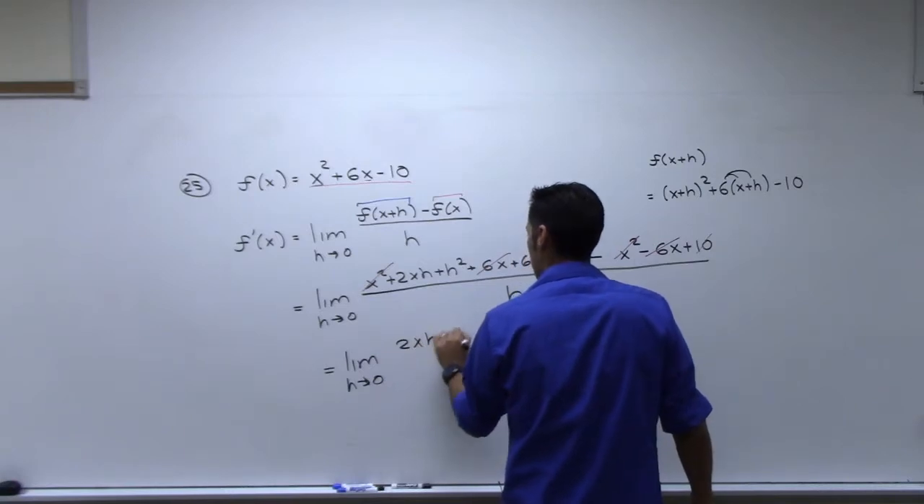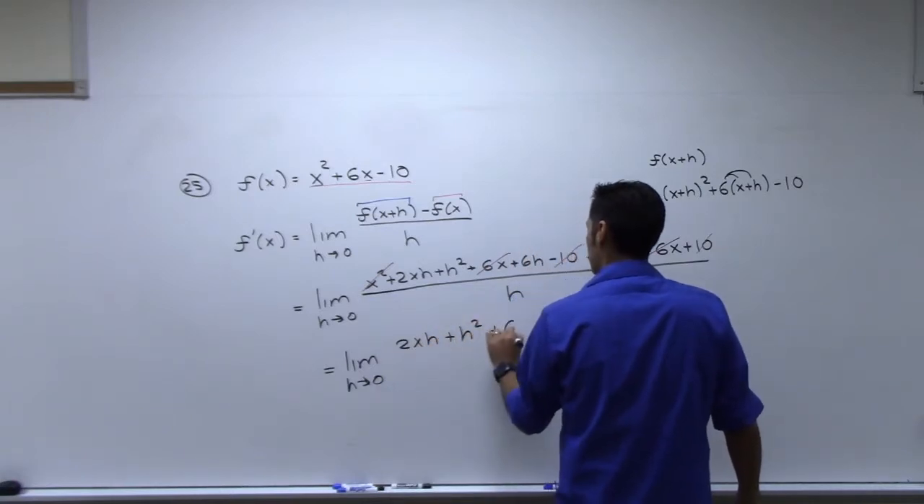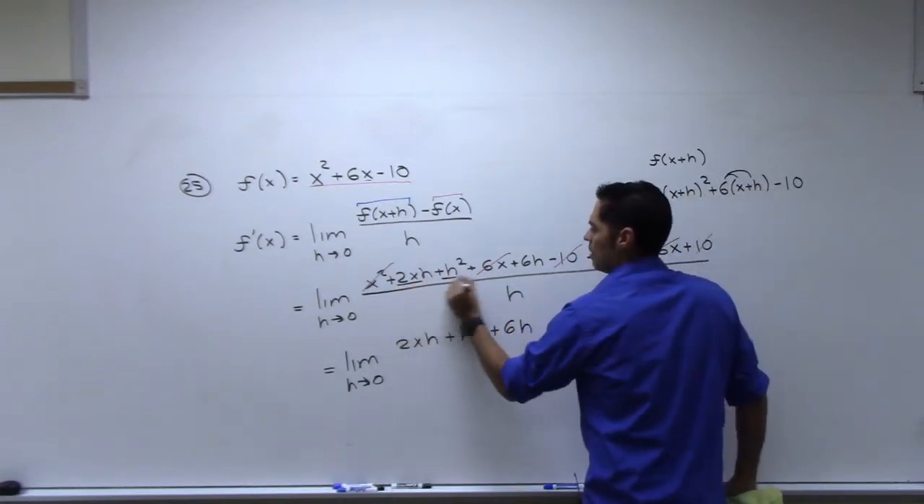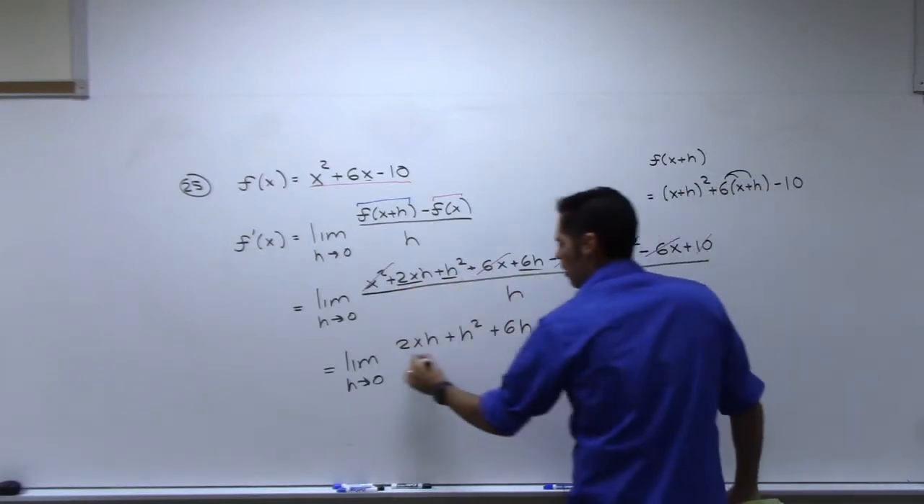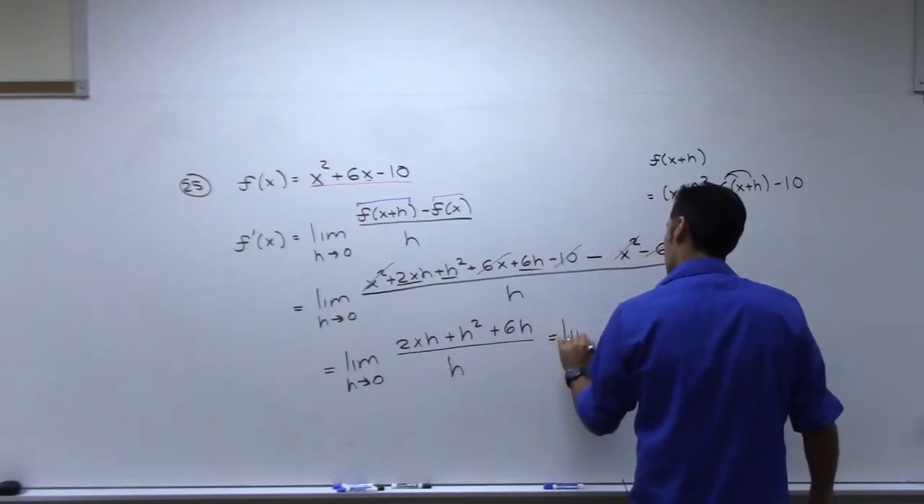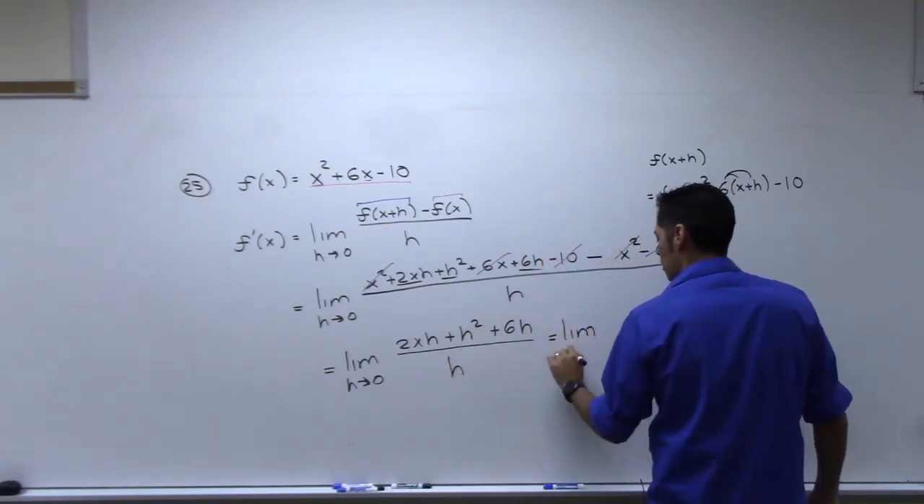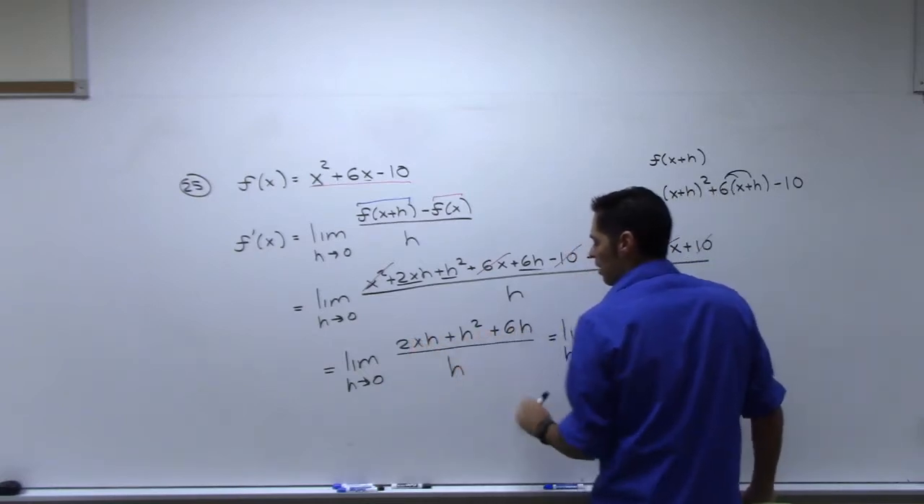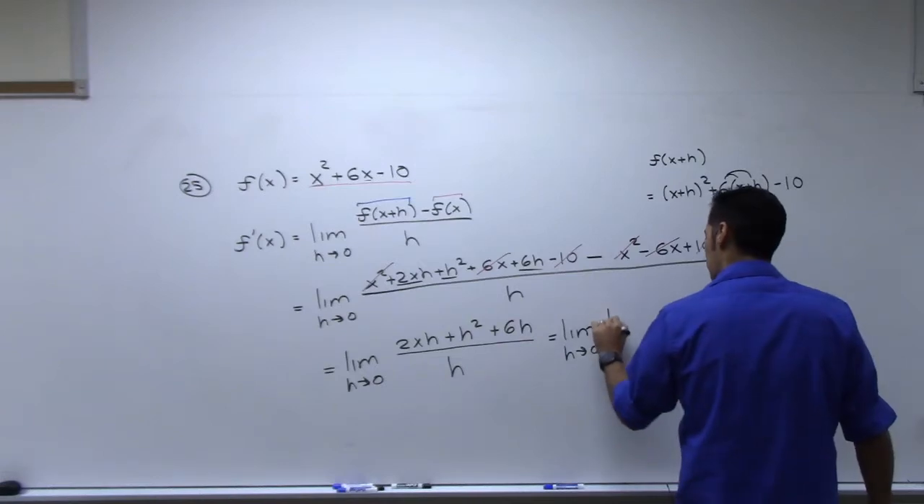2xh plus h squared plus 6h. That's all I have on top. It's this, this, and that, and then all of this over h. Now right now, if you were to take that answer and let h go to 0, you would get 0 over 0, because it would zero everything out here and 0 here. That's bad, so we do some algebra.